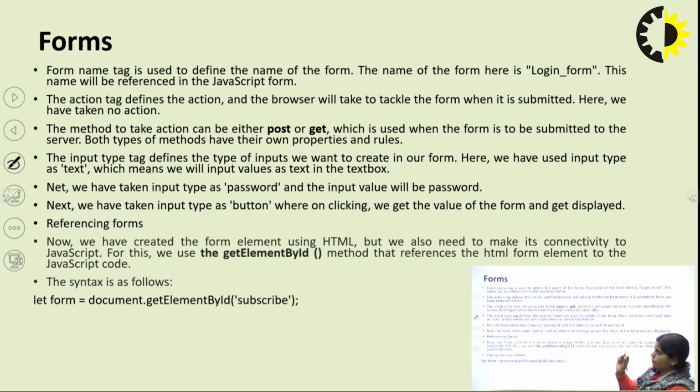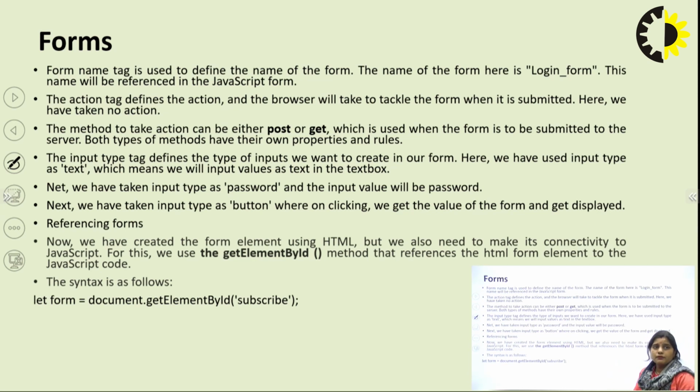The name will be referenced in the JavaScript also. The action attribute which we use in the form defines the action the browser will take when the form is submitted. The method to take action can be either post or get, which is used when the form is to be submitted to the server. Both types of methods have their own properties, rules and guidelines.